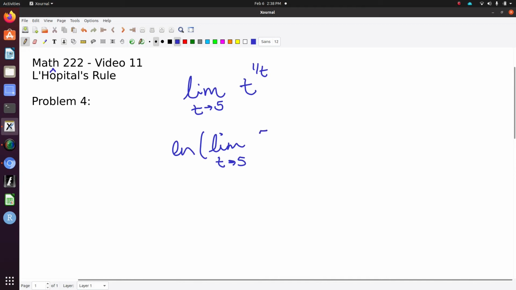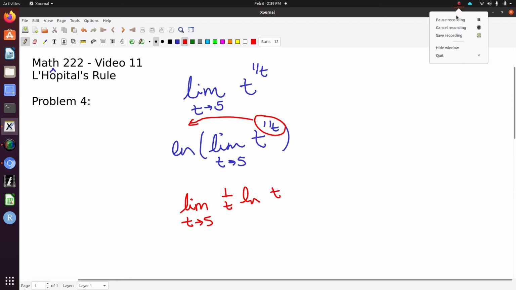So I'm going to say t to the 1 over t, but because I just put this natural log here, that should allow me to put this thing out somewhere, but I can't put it outside the limit. But strangely enough, I should be able to put the limit outside the natural log. So the limit as t goes to 5 of 1 over t natural log of t. Let me see if I got that right. Okay, so now this is equal to 1/5 natural log of 5, but that's not the answer.